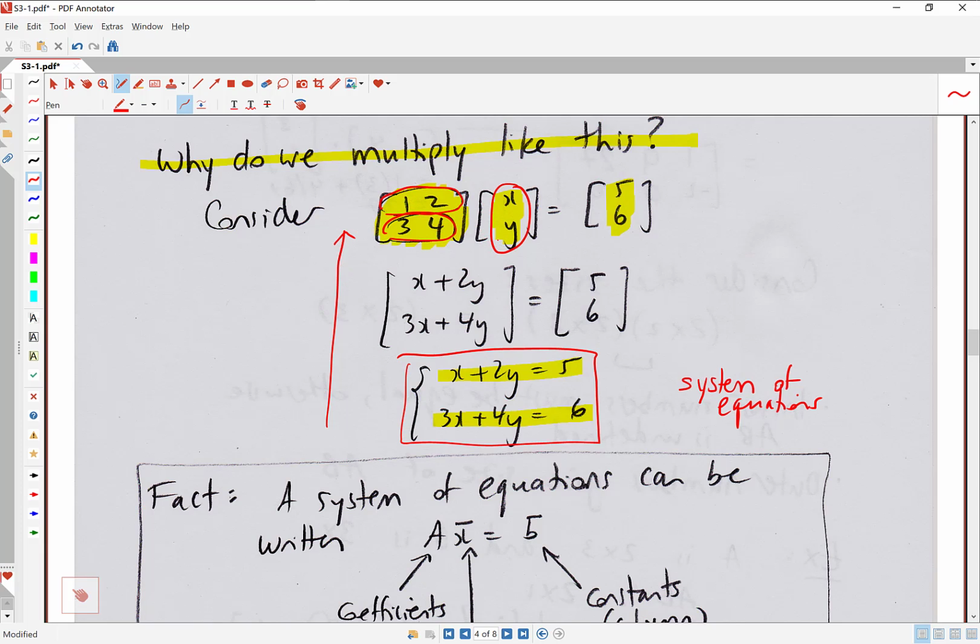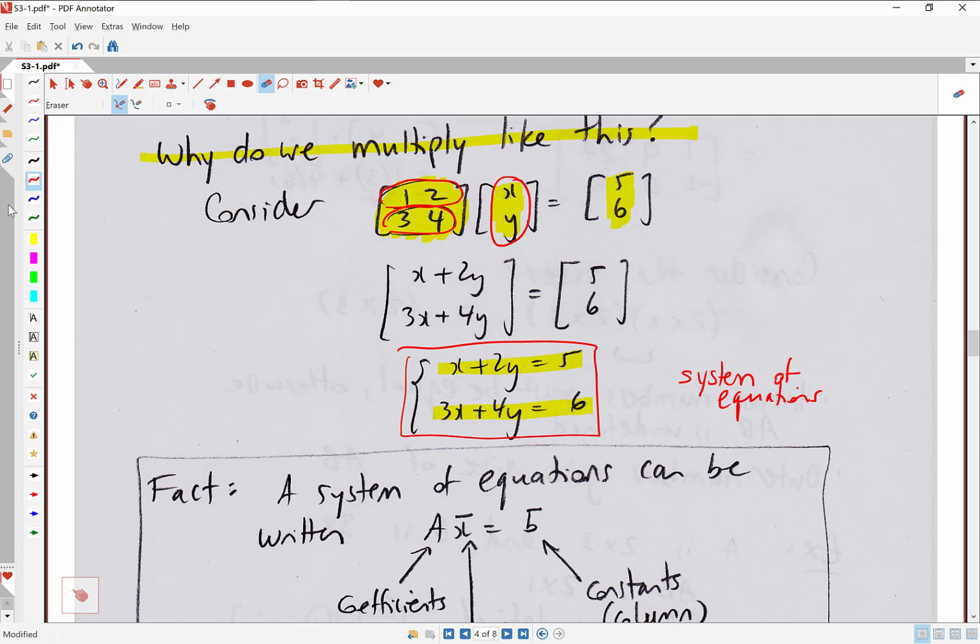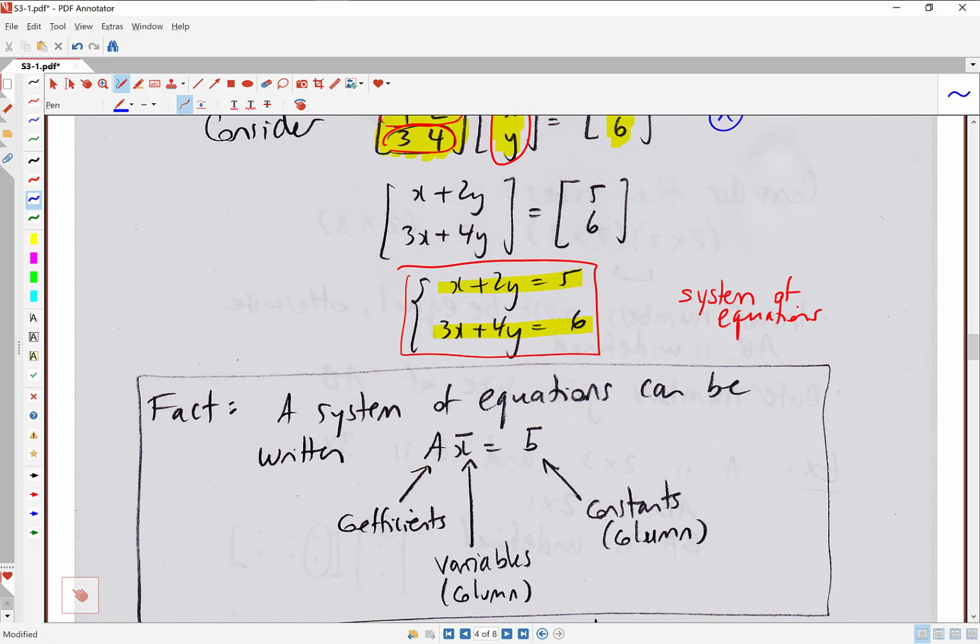And so you can trace back through the logic here, and you can say, well, matrix multiplication would have to be defined in this sort of strange way, where we're taking dot products of the rows of the first matrix with columns of the second matrix. So what's going to be really useful for us is this way of representing a system of equations using matrices. So let's write this down as a fact.